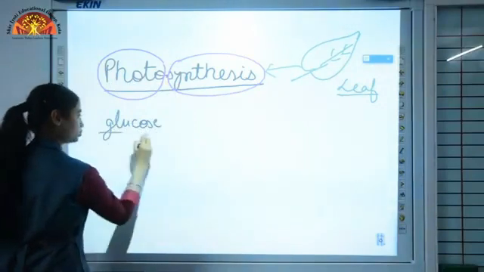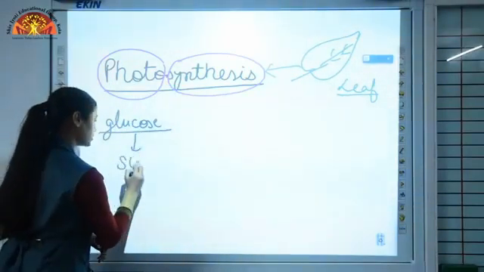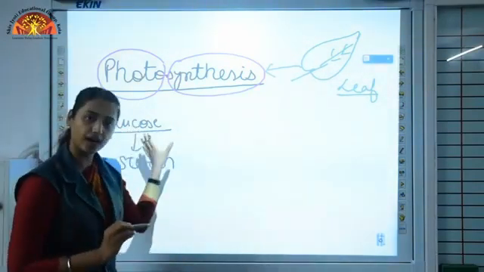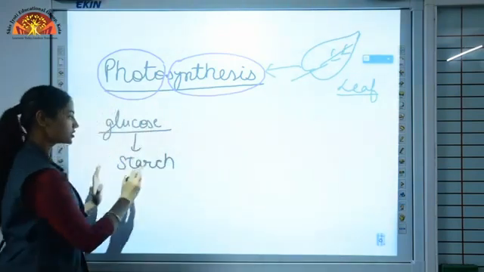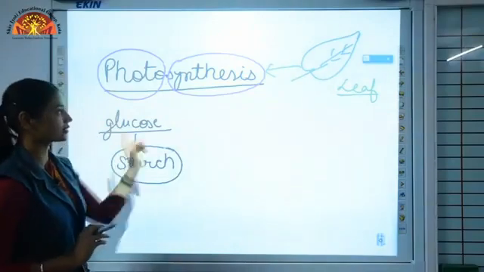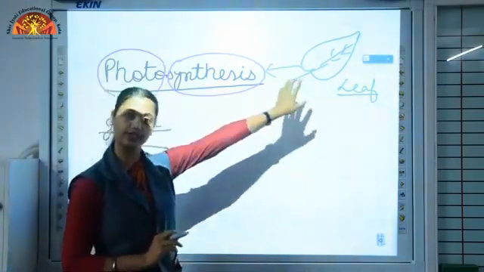Our food, glucose, is stored in the form of starch. Glucose is a simple carbohydrate and starch is a complex carbohydrate. So now we know that the leaf has performed photosynthesis, so it has starch present on the leaf.